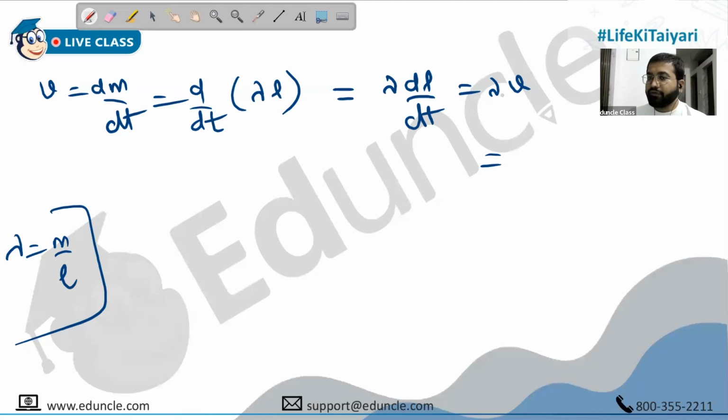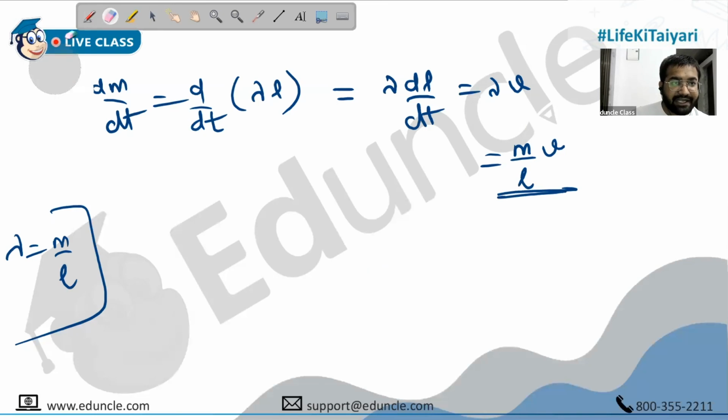Now lambda is uniform density, so it is total mass upon total length. That also you can write, or small mass upon small length, doesn't matter. So I'm now writing total mass upon total length. It is small m upon L into v. I hope it's fine. This is just dm by dt. Now copy this first.